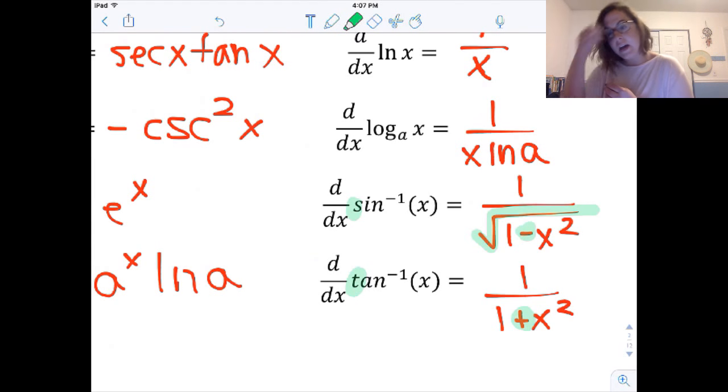You don't have to have all the other ones memorized. You could derive them if you need them. But again, on AB questions, we're really looking at sine and tangent as the ones that pop up the most. I guarantee you will see those. So please make sure that you know your inverse trig derivatives.